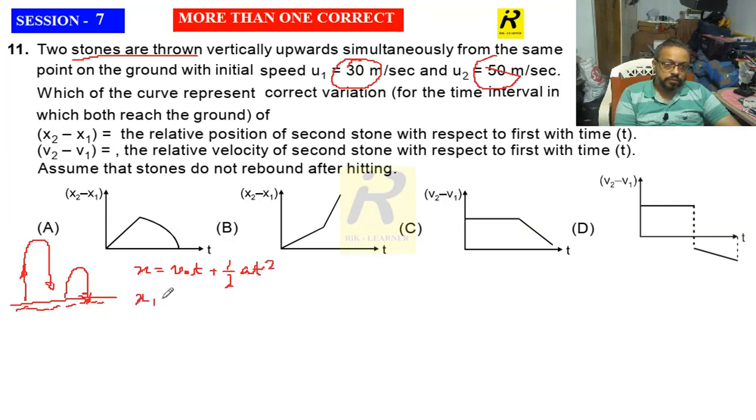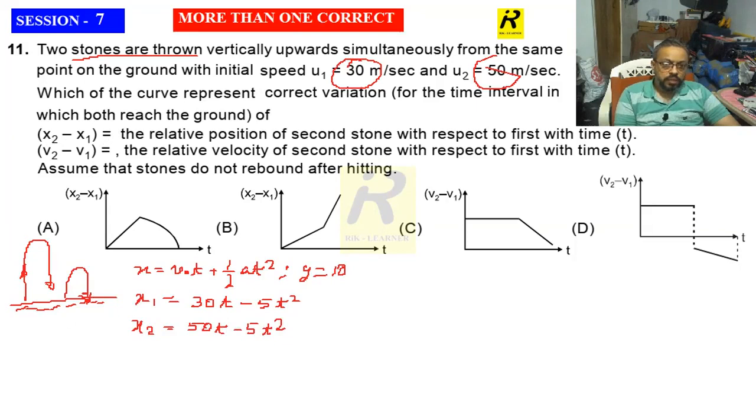Now for the first stone, which is thrown upward with 30 meters per second, the upward velocity is plus 30, and the acceleration is downward, that is 10, if g is taken as 10. So this will be 5t square. This is for x1. And for x2, that is the second stone, this will be 50t, we already know the speed 50, and again minus 5t square. Now if you subtract these two, we'll get the relative position.